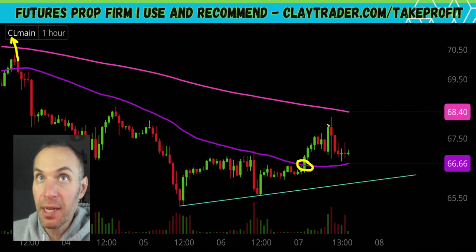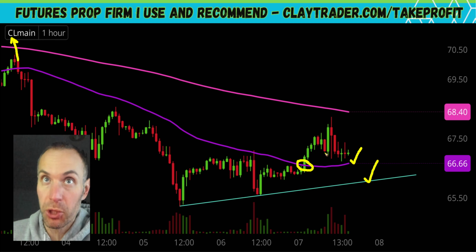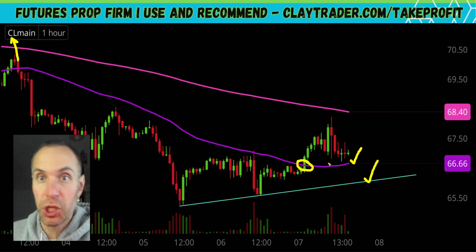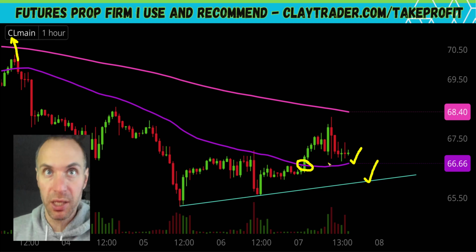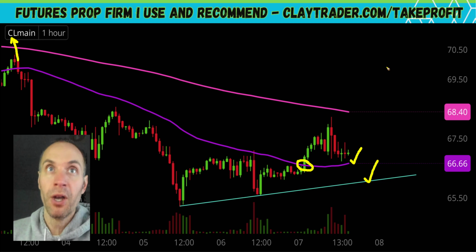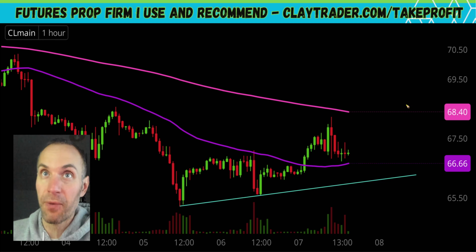Granted, it pulled back, but even with the pullback, it's still staying above that purple line. So above the purple line, that's bullish. Above the trend line, that's bullish. So there are some attributes that are starting to shift and make it a little bit more plausible to suggest that maybe the bulls are finding some footing. With all that being said, though, there's still a lot of work that needs to be done.